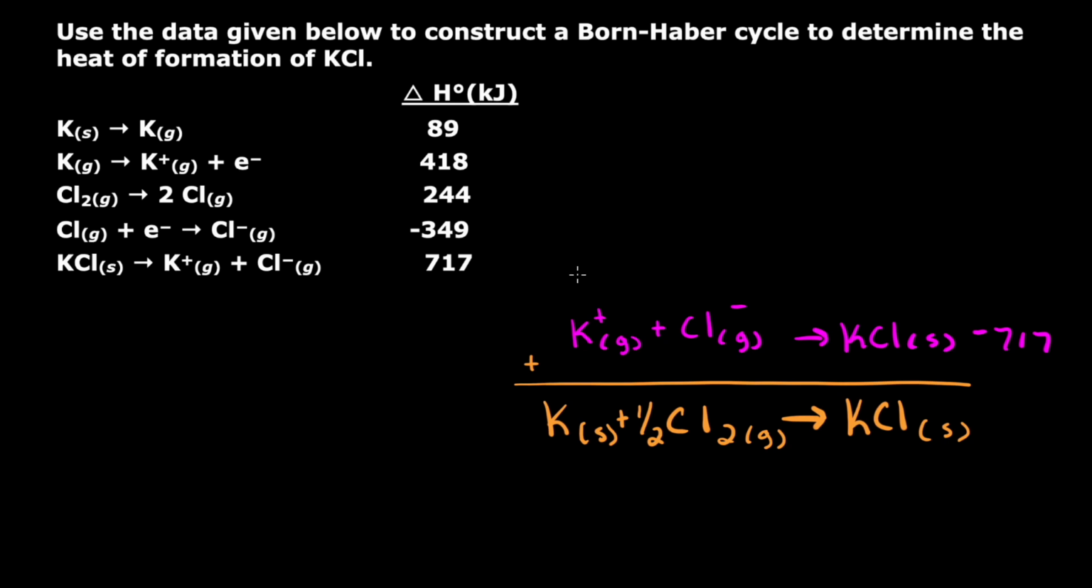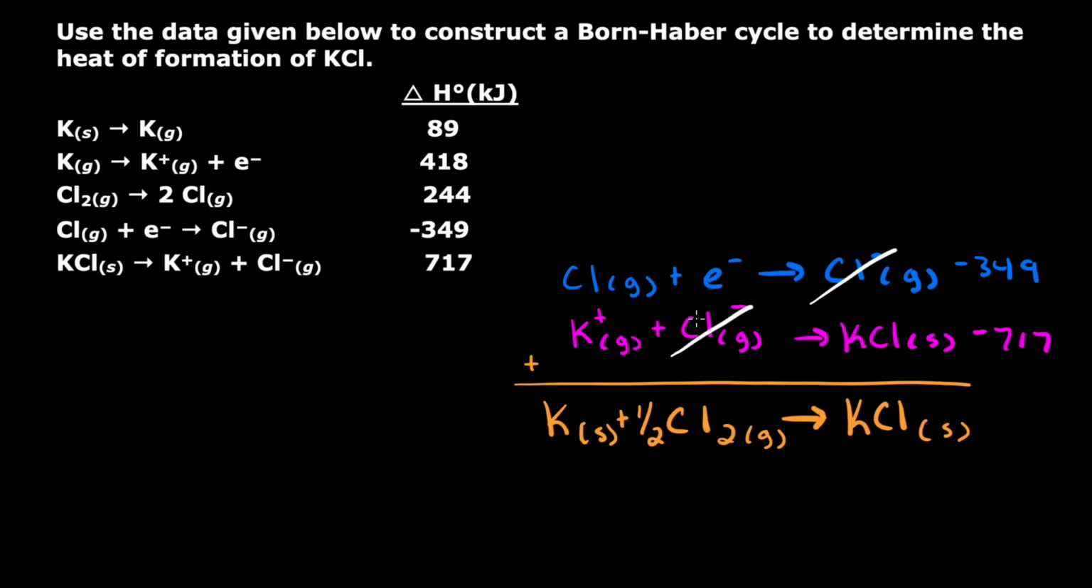So I'm going to take this Cl as a gas here, plus an electron in here, and then as a product, I'm going to have the Cl minus right there, as a gas. I didn't change anything about that reaction, so I'm going to have negative 349 right there. Now this Cl minus there will cancel out with that Cl minus there.